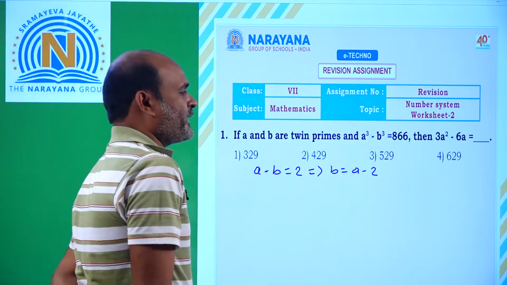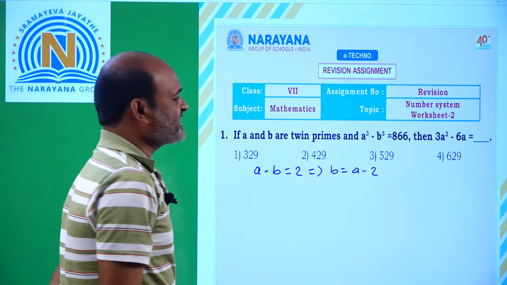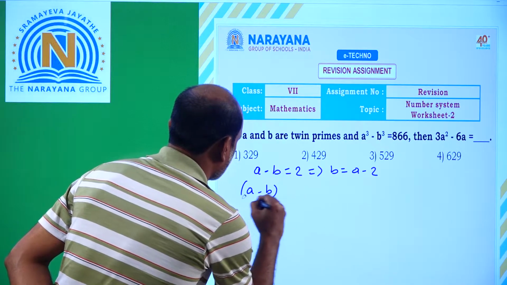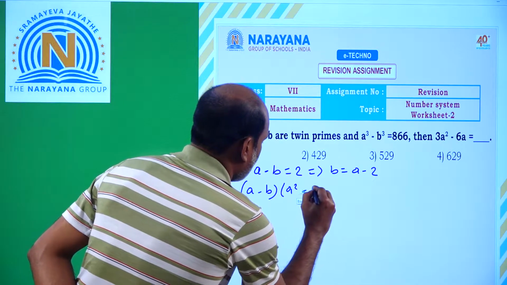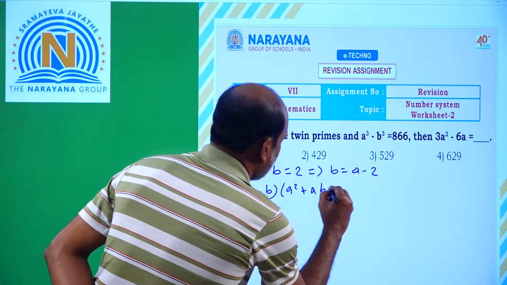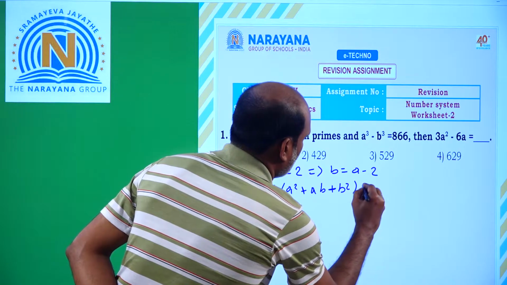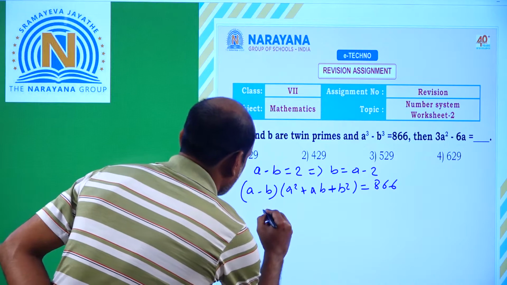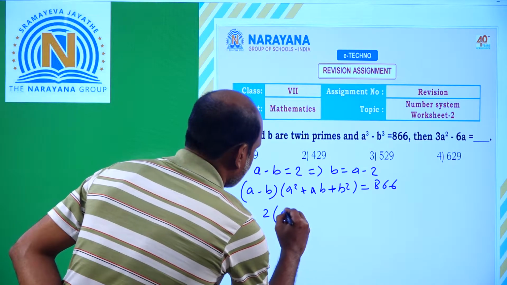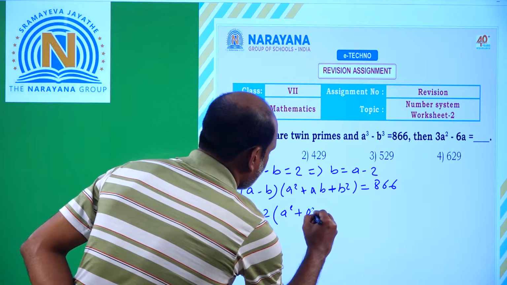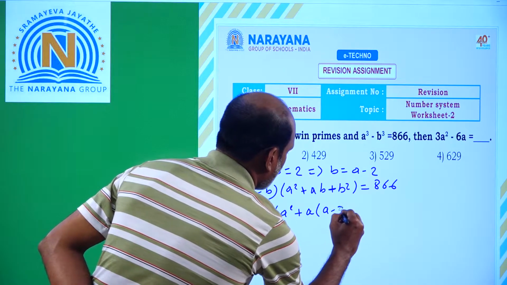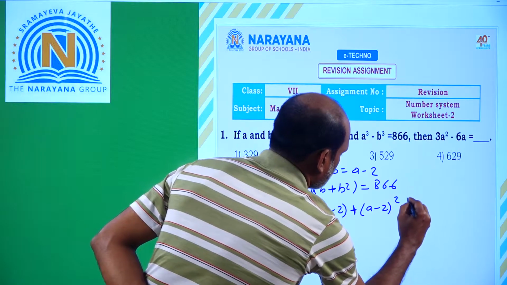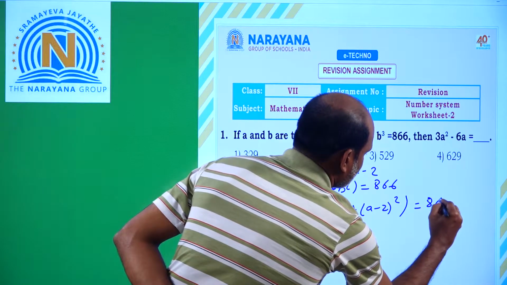Now given A cube minus B cube is equal to 866. So A cube minus B cube is nothing but (A minus B) into (A square plus AB plus B square). This is equal to the given 866. So A minus B is 2, into A square plus A into B, which is nothing but A minus 2, plus B square, which is nothing but (A minus 2) whole square, is equal to 866.